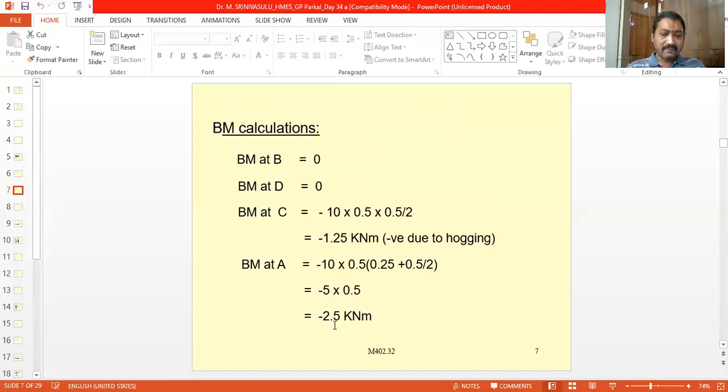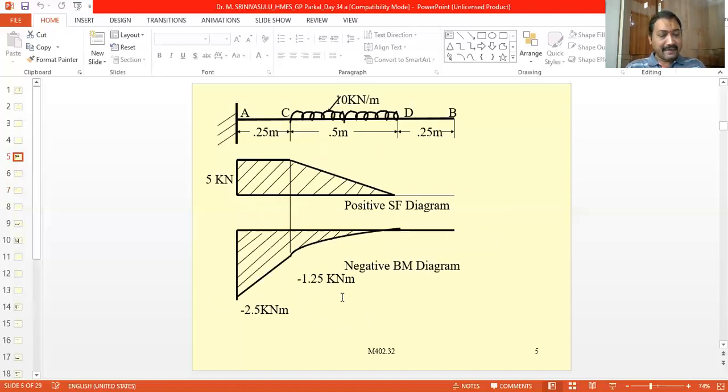So now we got at B and D equal to 0. We have C minus 1.25 and at A it is minus 2.5. So all are negative values. So this is the zero line for the bending moment, and we got this is 0 value, this is 0 value, and here it is minus 1.25, and here it is minus 2.5.